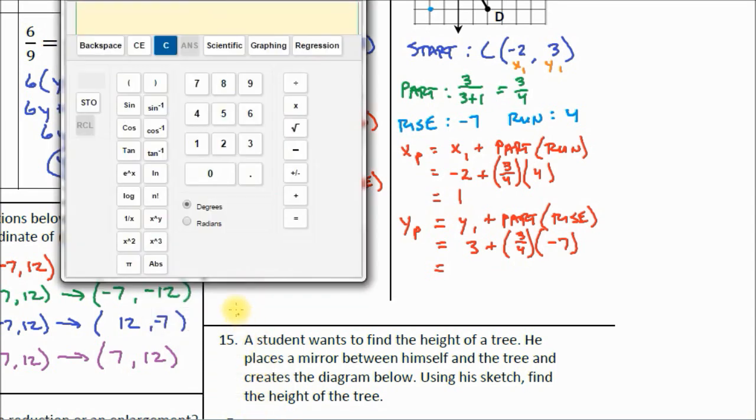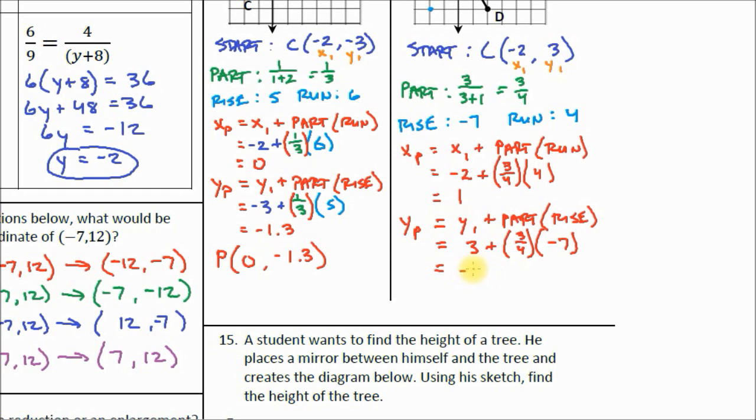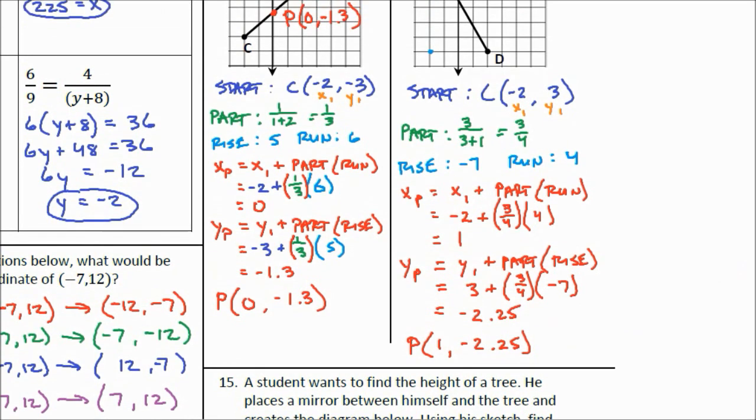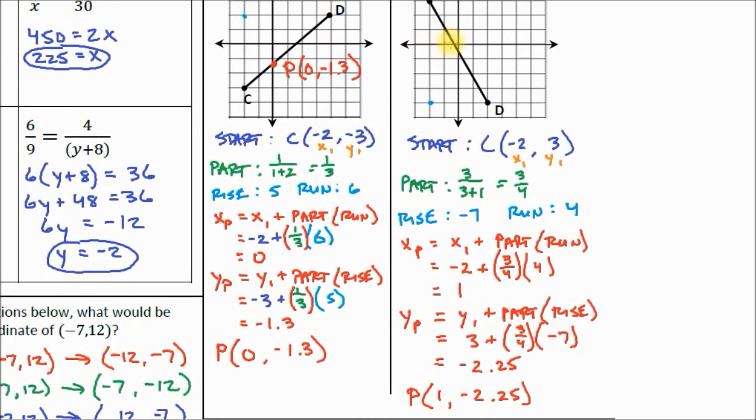Now let's try our calculator. We've got positive 3 plus 3 divided by 4 multiplied times negative 7, and our answer is negative 2.25. Let's see if that makes sense, because this is telling us that our P value is going to be at 1 as our x value, negative 2.25 as our y value. Let's see if that goes in our graph. We've got positive 1, negative 1, 2, looks about 2 1/4 right there, looks good.